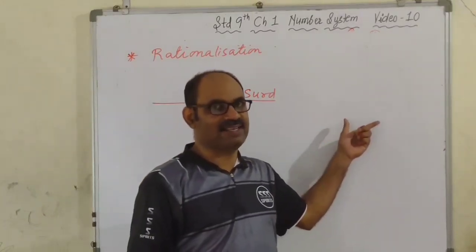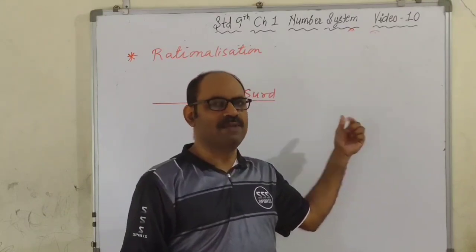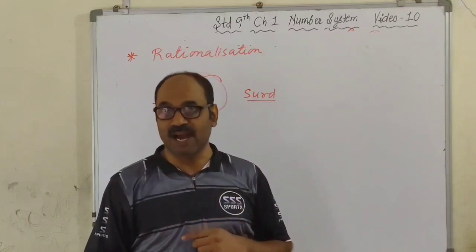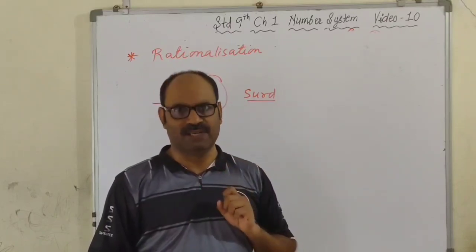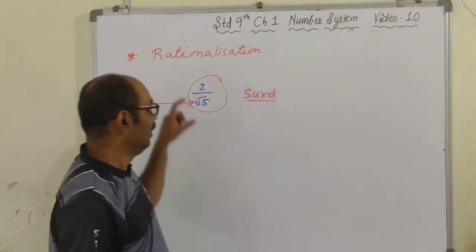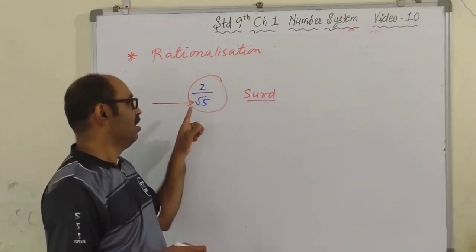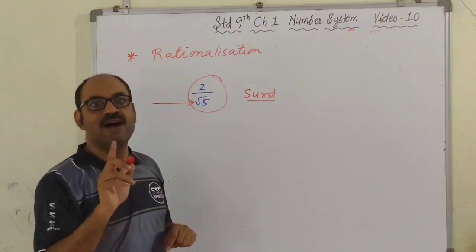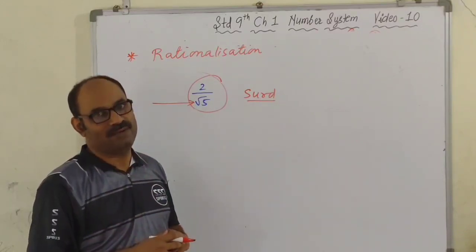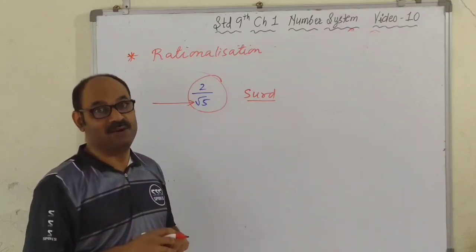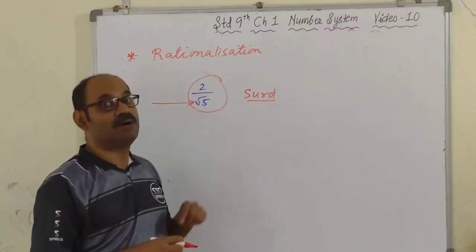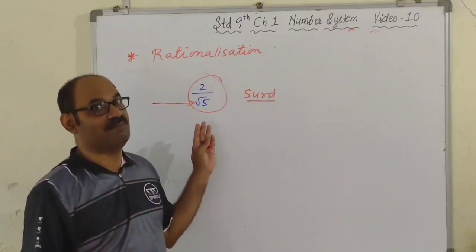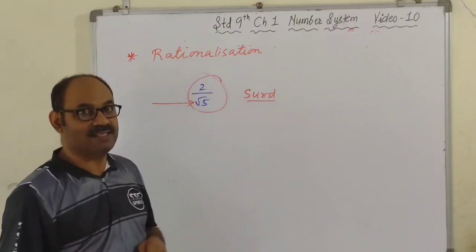Just as we saw just now, in any polynomial, the first term should not be expressed as a negative term. It should always be a positive term. Like that, here also one rule is there: whenever you have a surd in the denominator, you should never leave the square root. That irrational number should not be in the denominator. So we will remove the irrational number. We will transform that irrational number into a rational number. And that process is called rationalization.